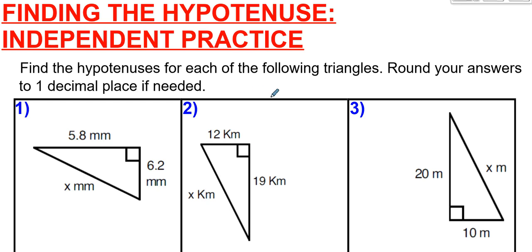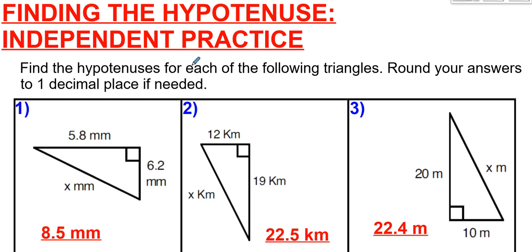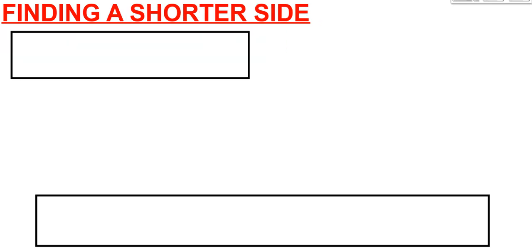So I'm going to reveal the answers now for questions 1, 2 and 3. Question 1, 8.5 millimeters. Question 2, 22.5 kilometers. And question 3, you should have found that was 22.4 meters. So we've practiced now finding the hypotenuse using this method. So how about finding, you've guessed it, a shorter side?